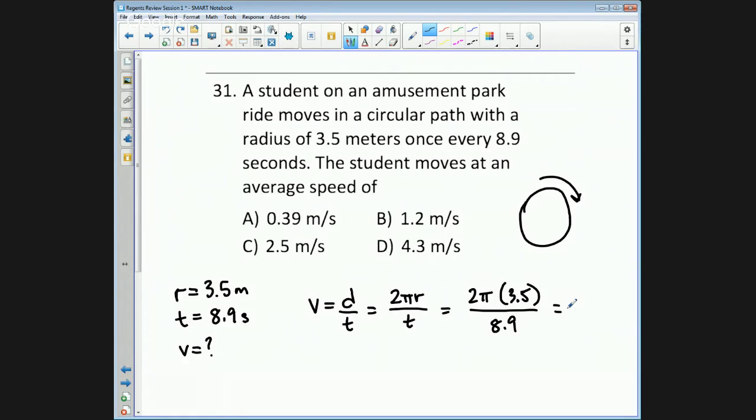And if you substitute this, we get 2 times 3.14 times 3.5 divided by 8.9. And I get a value of approximately 2.47 meters per second, which would be approximately C. Okay.